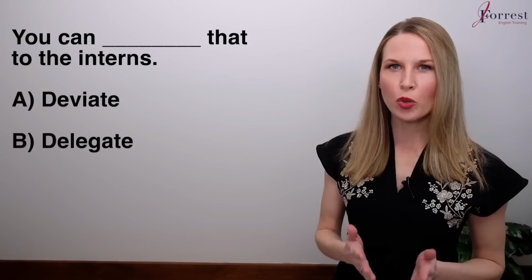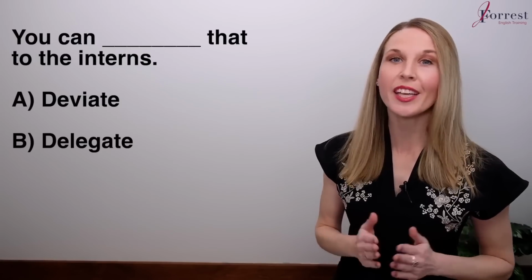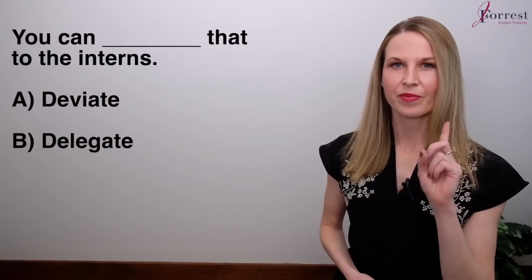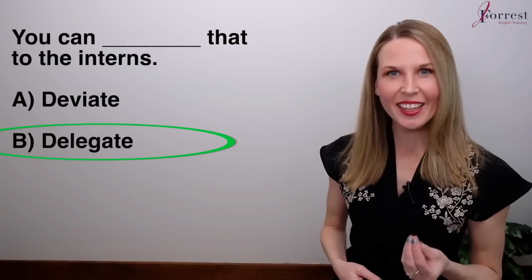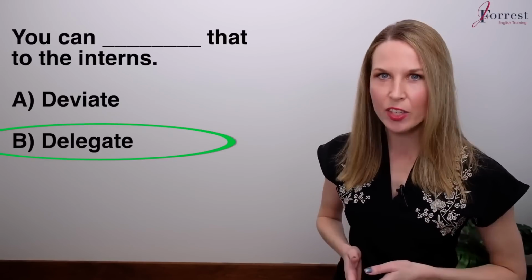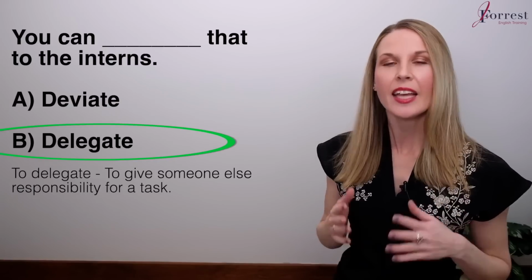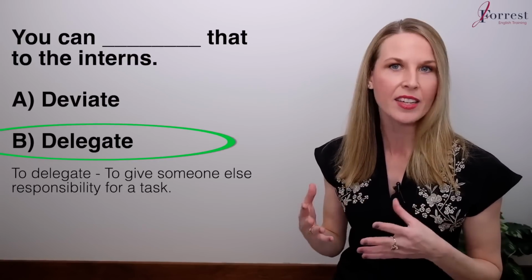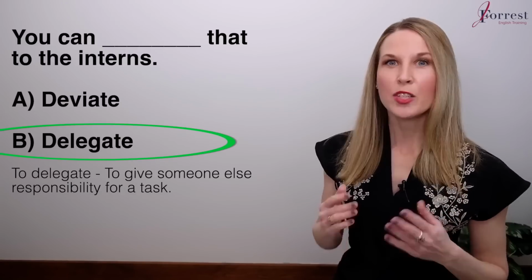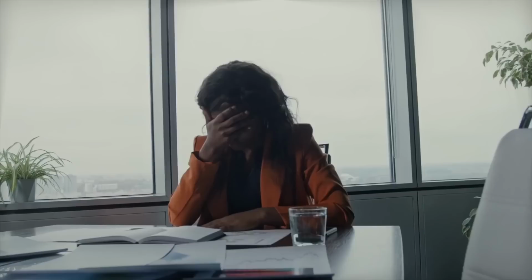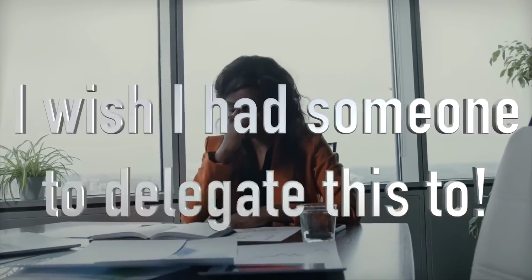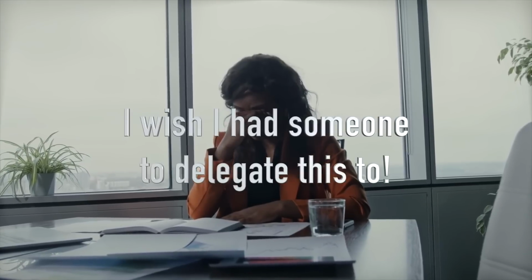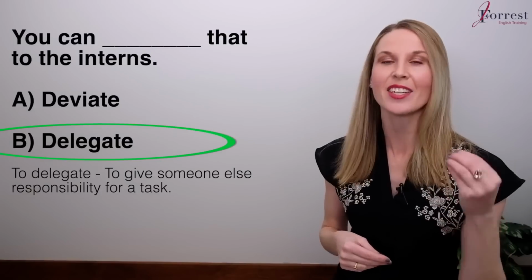Number 12, you can that to the interns. A or B? B, delegate. You can delegate that to the interns. When you delegate something is when you give someone else responsibility for a task or a specific job. So when you're doing a task that you really don't want to be doing, you can say, I wish I had someone to delegate this to. I wish I had someone who I could give this task to.